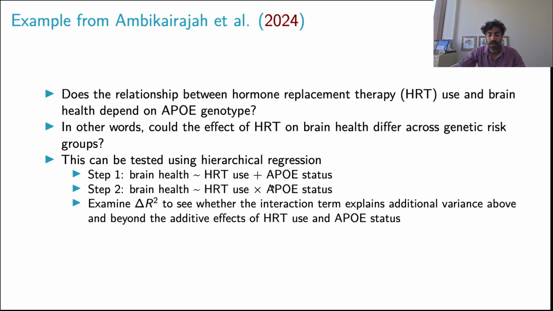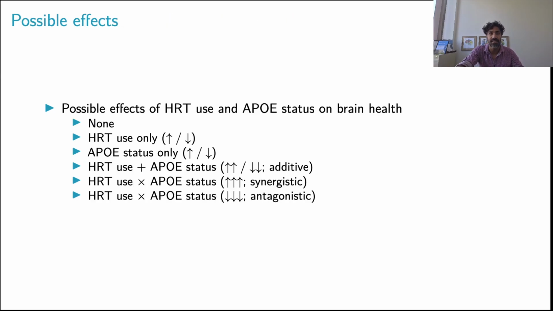And then step 2 is answering the question that's asked up here, which is, does the relationship between hormone replacement therapy use and brain health depend on ApoE status, this multiplicative effect. And then you want to examine the change in R-squared to see whether the interaction term explains additional variance above and beyond the additive effects of hormone replacement therapy use and ApoE status.